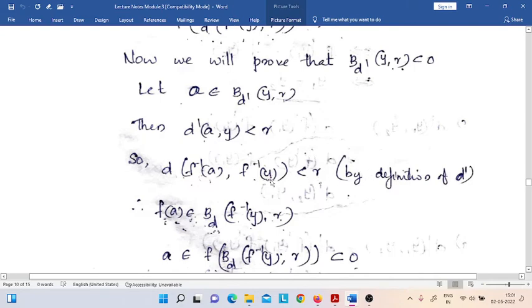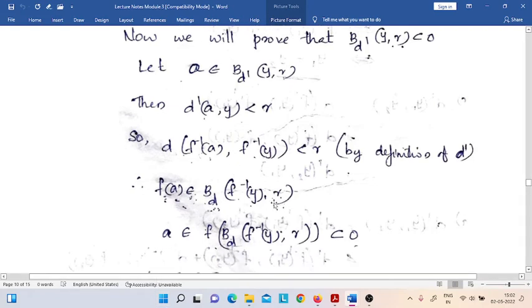Why? It's because we have defined that D is equal to D′, or the distance between any 2 points in X is equal to the distance between the corresponding image points in the second space. So that means the metric actually gives the same value for any 2 points and their image points. So using that we get D(f⁻¹(a), f⁻¹(y)) is less than r, and therefore clearly this states that f(a) is an element of B_D(f⁻¹(y), r). So see how we get this f(a); it's implied by this statement and by this fact.